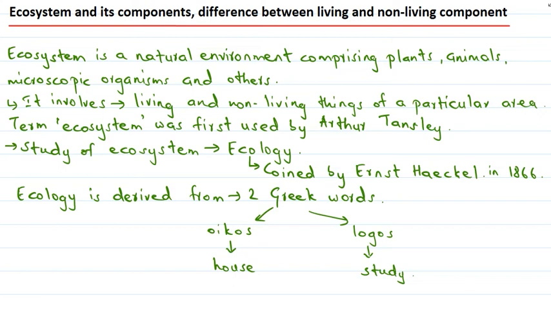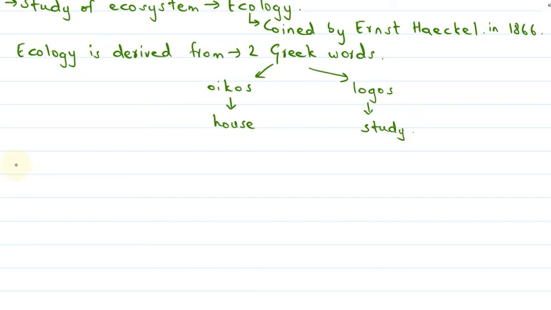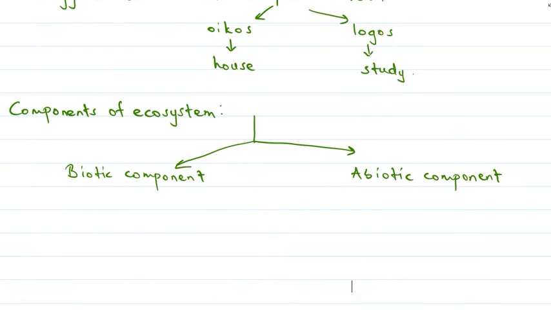Now let's see what are the two different components of an ecosystem. So let's study about the components of ecosystem. Ecosystem has two components. What are they? One is called the biotic component, and the other is the abiotic component. Okay. So now let's see, what is this biotic component?